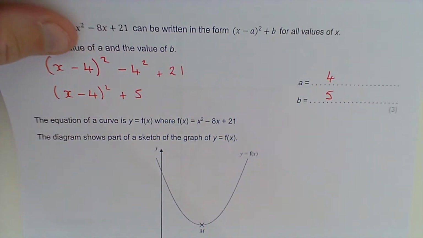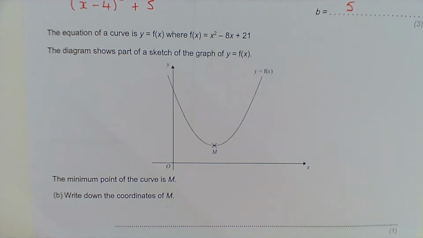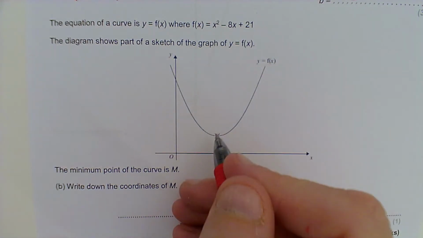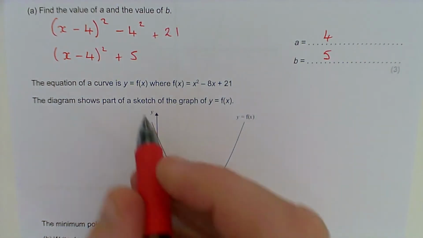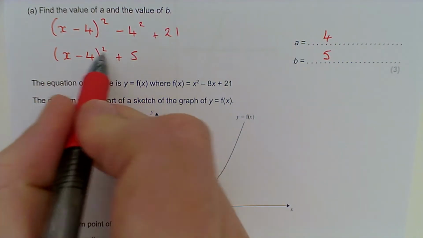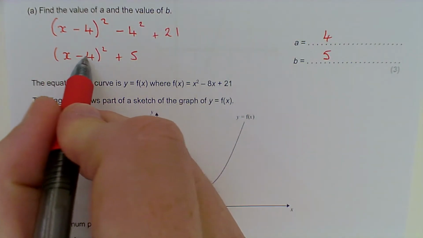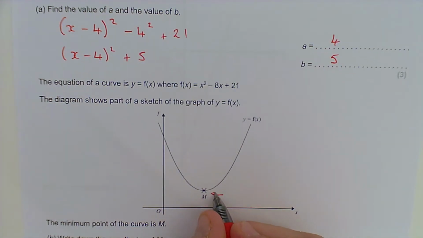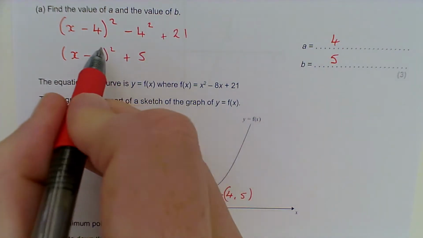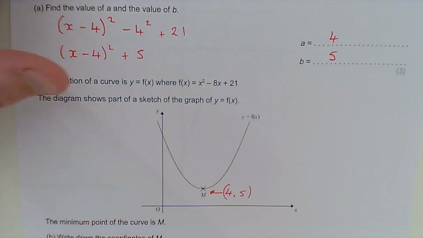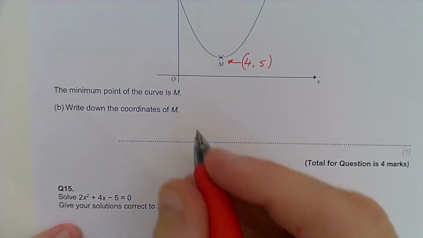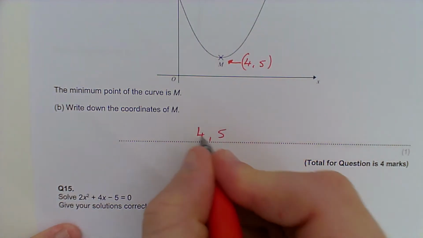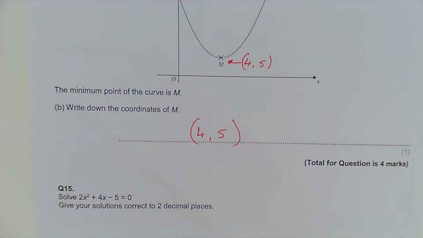Okay, and then in class we would have spoken about this, and we said the diagram shows this graph where this is the minimum point. Well, if you remember, from your completing the square, this gives us our minimum point. It's the opposite of the negative 4, so positive 4, and that. So this point, this M, is 4, 5, and it comes from your answer to part A. So the coordinate of M is 4, 5. Okay.